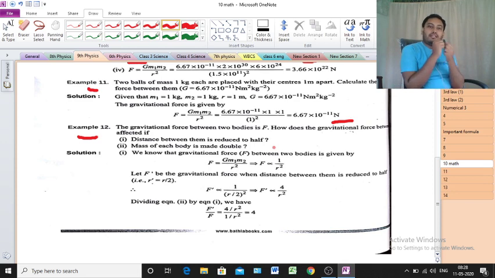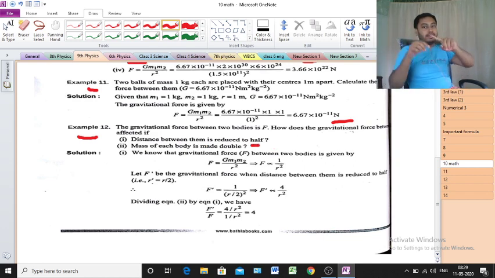Now what has it said? Again, the distance is r, the distance between the two bodies, that means from this point to this point. Let's say this is a body and this is a body, the force of attraction is F, and the distance is r. Clear? Now in the question, the distance between them is reduced to half.